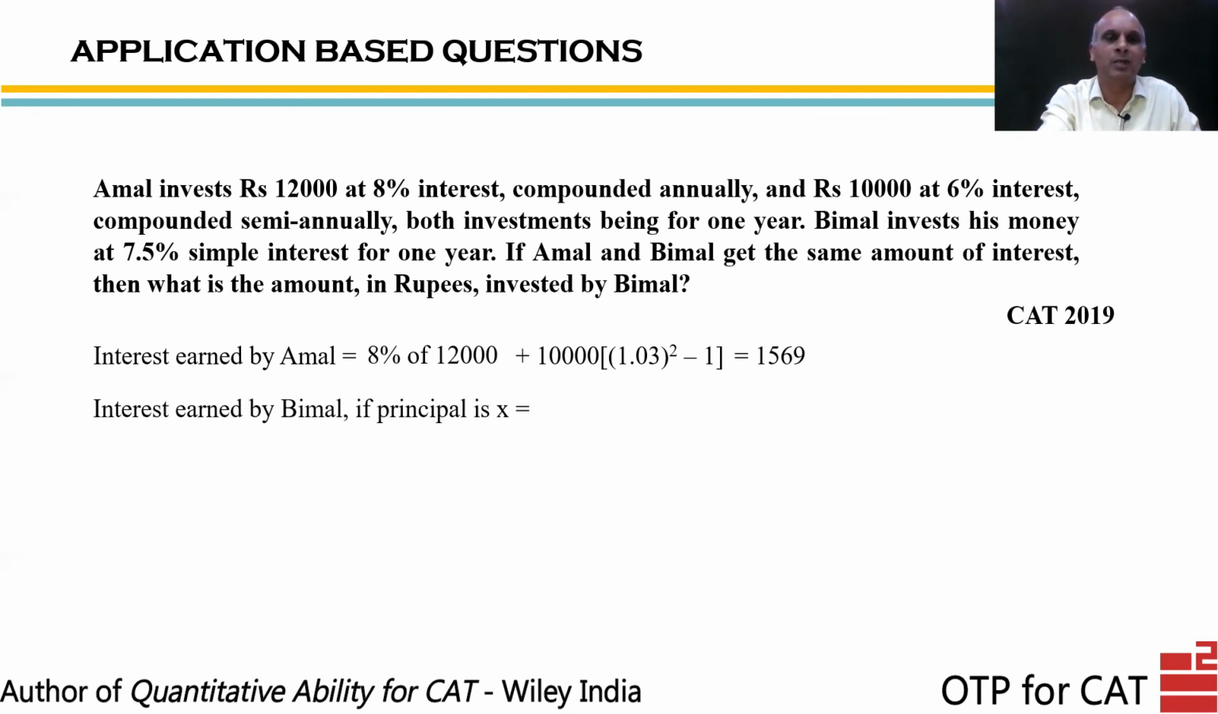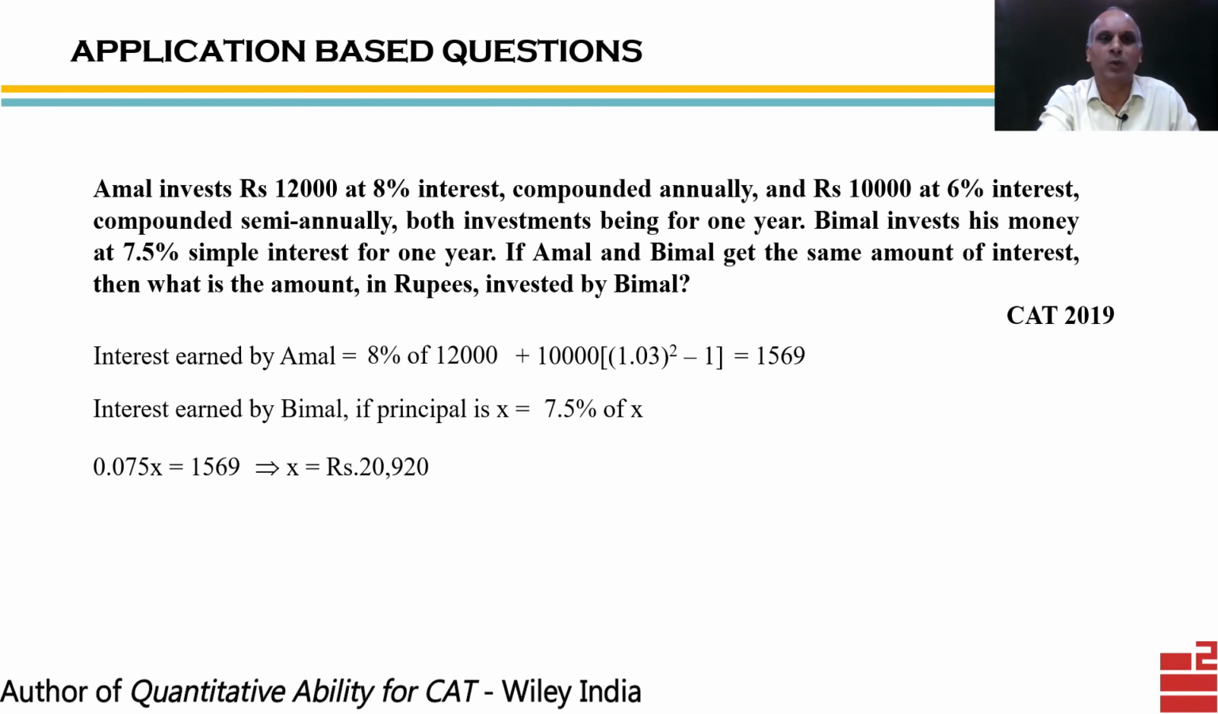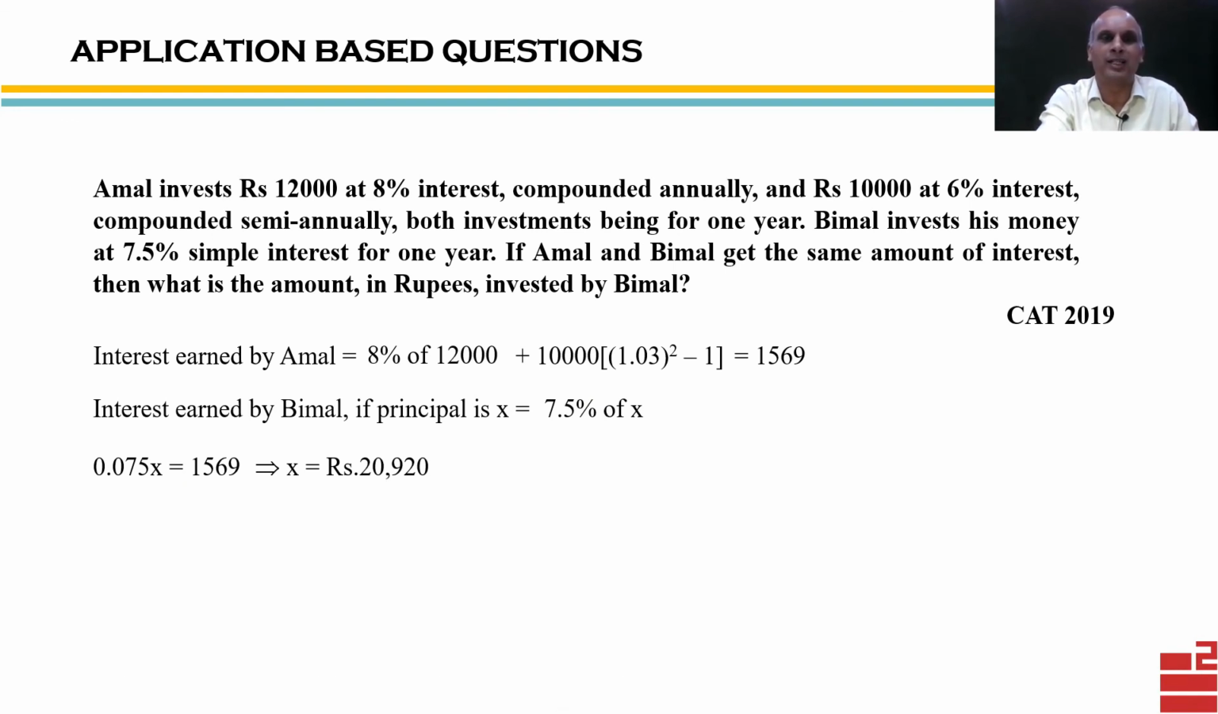Similarly, interest earned by Bimal. Now, in case of Bimal, I don't know what is the principal. So let's assume the principal is X. Our interest will be this. Equating these two, because the question says they both get the same amount of interest, we get X as 20,920. Again, I feel it's a very simple problem asked by CAT.